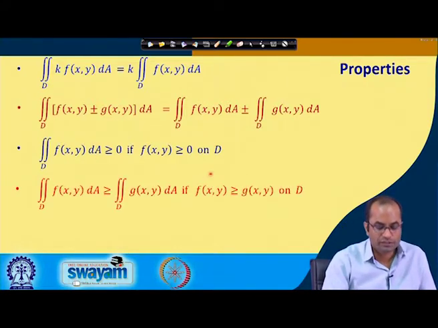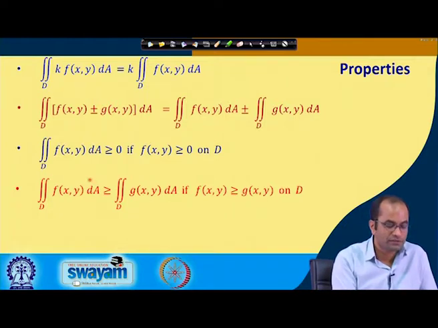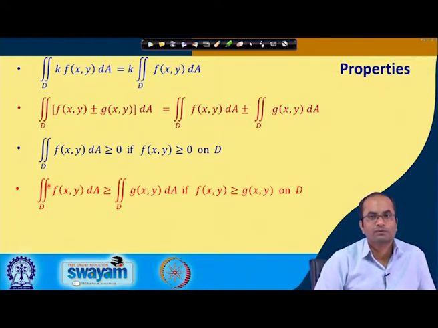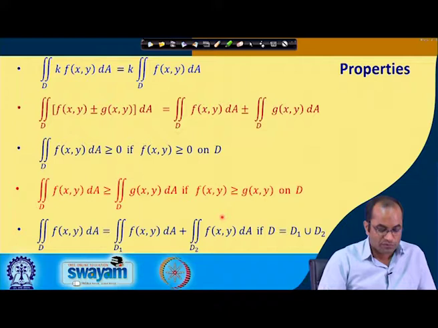Similarly, if we have two functions f(x,y) which is greater than the function g(x,y), or this f is taking larger values than g on the domain D, in that case the integral of f will also be greater than the integral of g here. So, the last one which we are discussing here is the additive property.